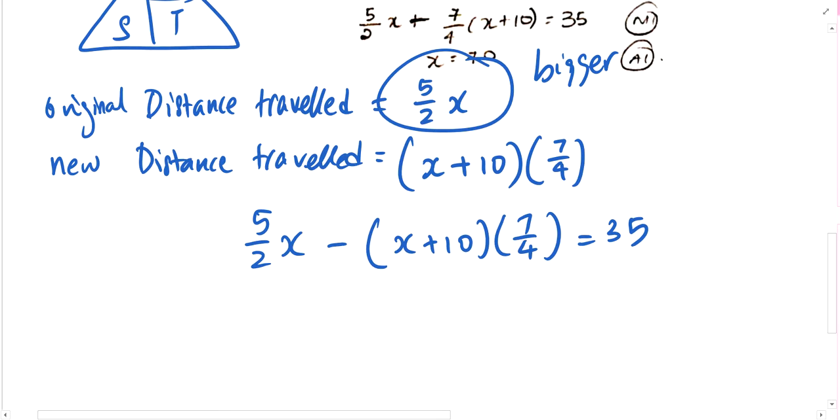Now if you switch the other way around, you take small minus big, then you won't get 35 anymore, you will get negative 35. So from here, go and expand, and you get the value of x equals to 70. Okay?